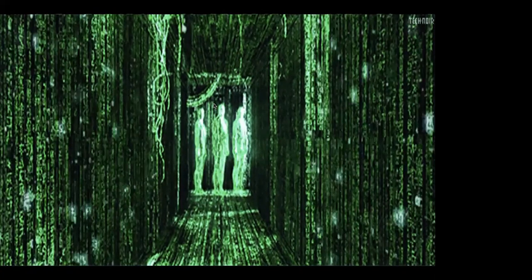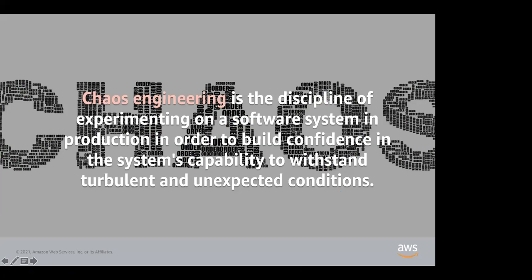Okay. So chaos engineering is a discipline of experimenting on a software system in production in order to build confidence in the system's capability to withstand turbulent and unexpected conditions. I want to emphasize that this is in production. You do not do your chaos engineering on dev environments or your QA environments.